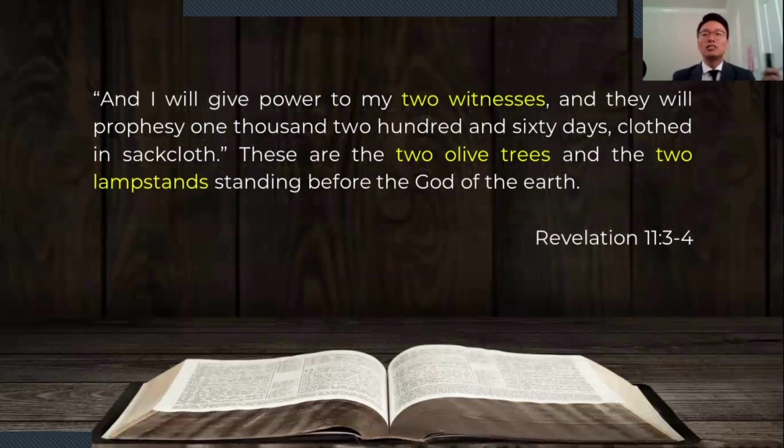So Revelation chapter 11, here we find another explanation. "Here I will give power to my 2 witnesses, and they will prophesy 1260 days clothed in sackcloth. These are the 2 olive trees and the 2 lampstands standing before the God of the earth." So here the number 2 keeps occurring.